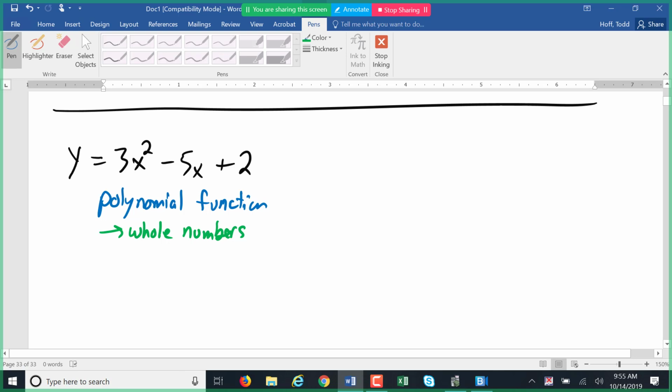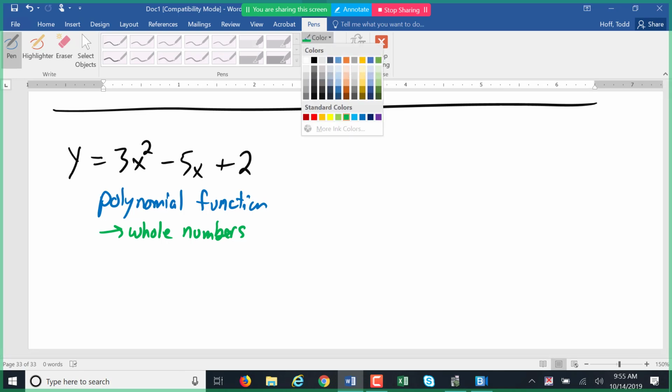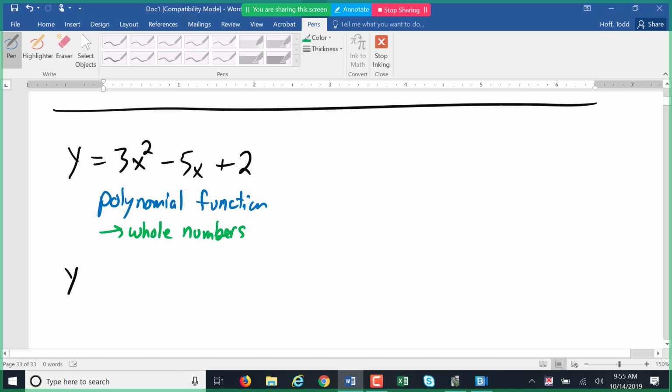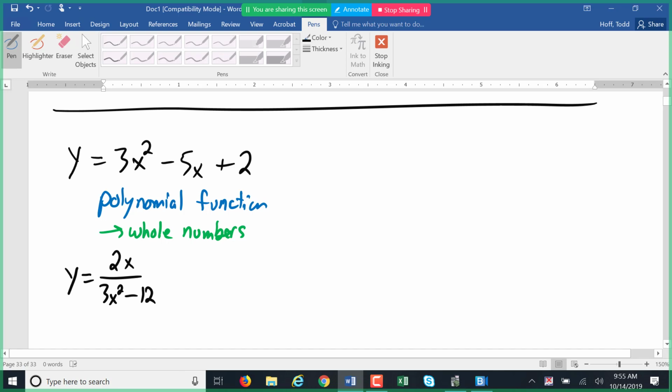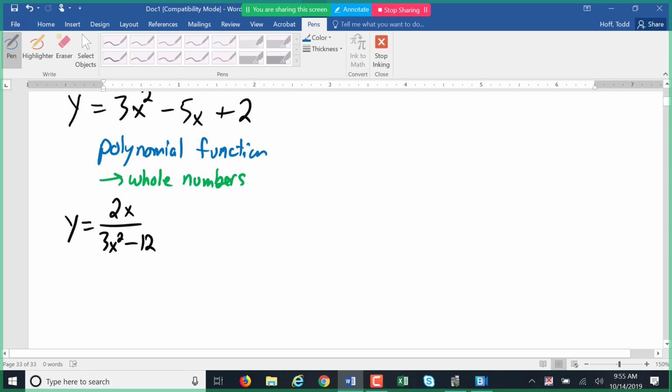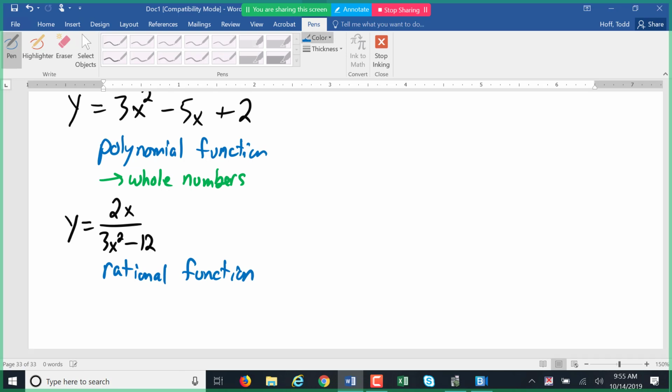Even rational equations, y equals 2x over 3x squared minus 12. A rational function has powers in it, there are exponents in it, but the powers here are integers.